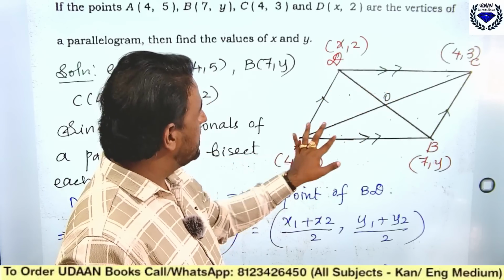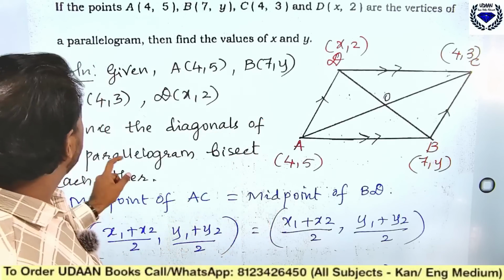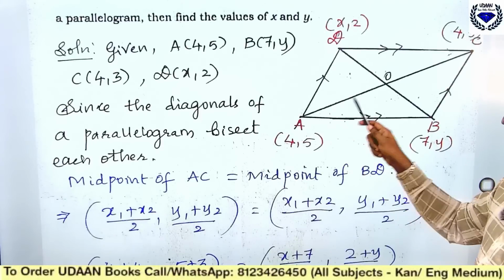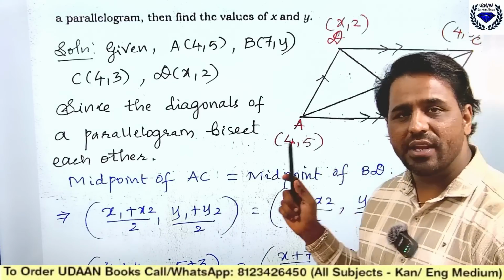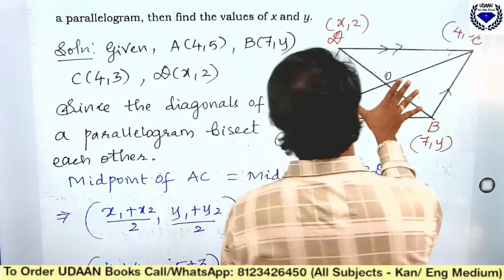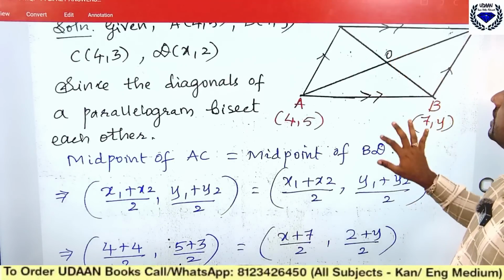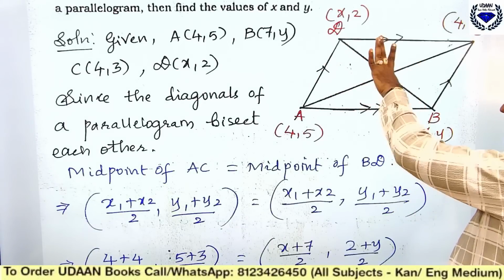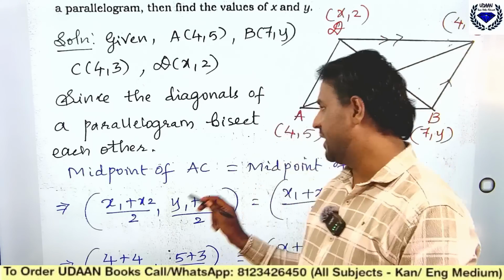Now you know AB is parallel to CD, BC is parallel to AD, and since the diagonals of a parallelogram bisect each other at O, what will happen? They will bisect each other at O. That means the midpoint of this should be equal to the midpoint of this. That means the midpoint of diagonal AC should be equal to the midpoint of diagonal BD. The midpoint of this and the midpoint of this will be at the same point. That is the meaning of this statement.